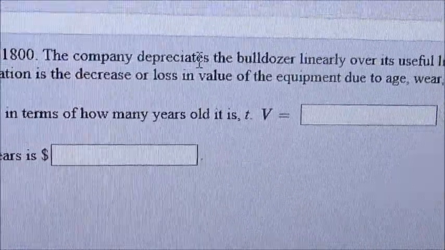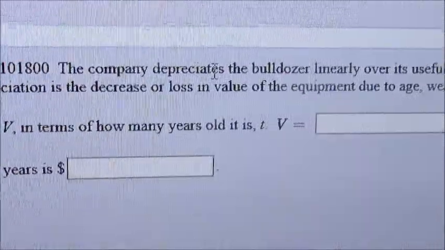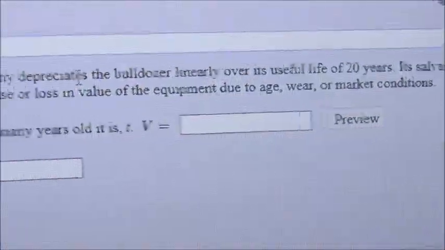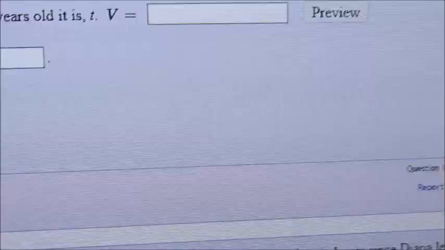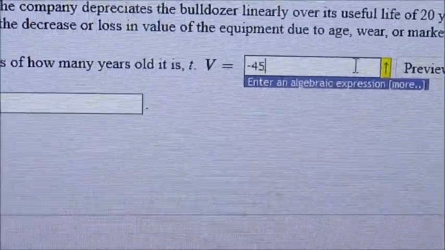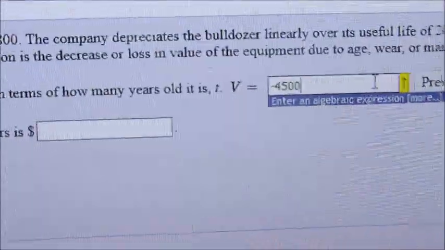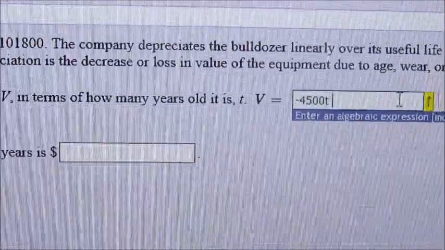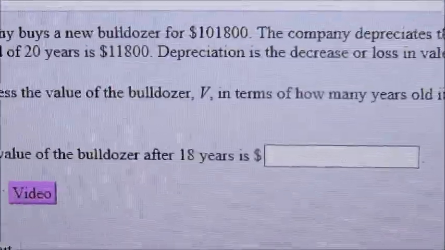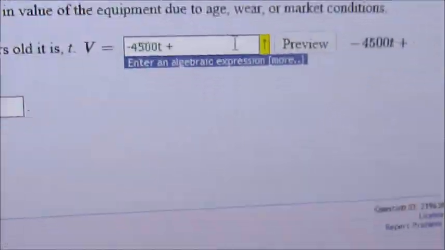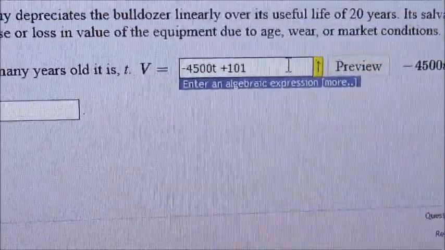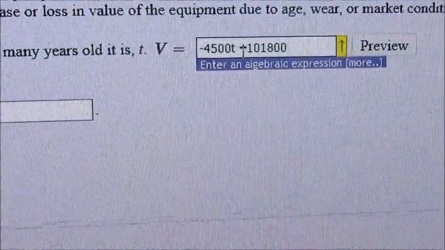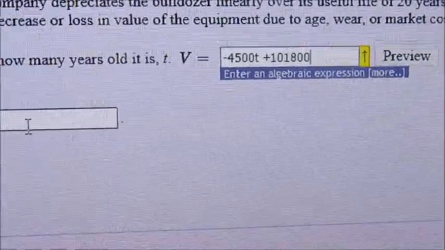So notice that it's going down every year. And it's going down 4,500 every year. So our rate of change is a negative 4,500. So on this, we're going to put negative 4,500. And remember, it says instead of an X, we're going to put a T, because that's what it says to put. So T, and then our start is at 101,800. So we're going to put plus 101,800. And so here's what we have, negative 4,500 T plus 101,800.